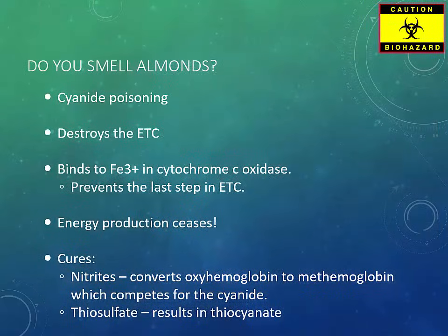So while we're here, let's talk about one of the favorites of the old murder mystery tropes, and that is cyanide poisoning, which is usually denoted by the smell of almonds, because almonds actually contain cyanide. So what does cyanide poisoning do? It destroys the electron transport chain, and it does this by binding to iron 3 plus in cytochrome C oxidase. And that means the entire electron transport chain shuts down.